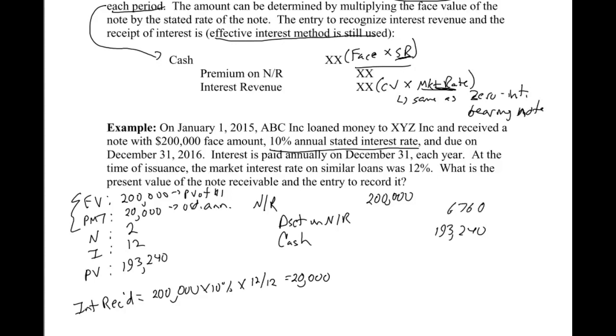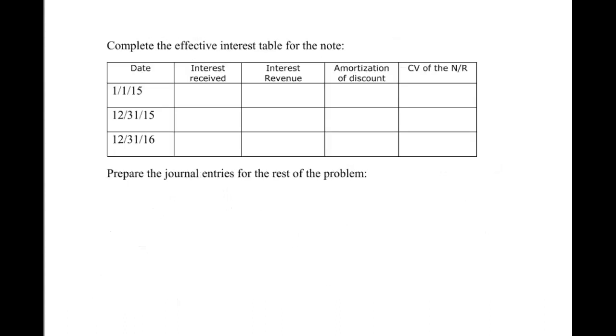All right, so same journal entry, just a few different numbers here. So let's go over here and do our effective interest table. Once again, the carrying value of the note, I wrote this on the previous video, is the note receivable less the discount. So the carrying value is 200,000 less that 6,760 discount.